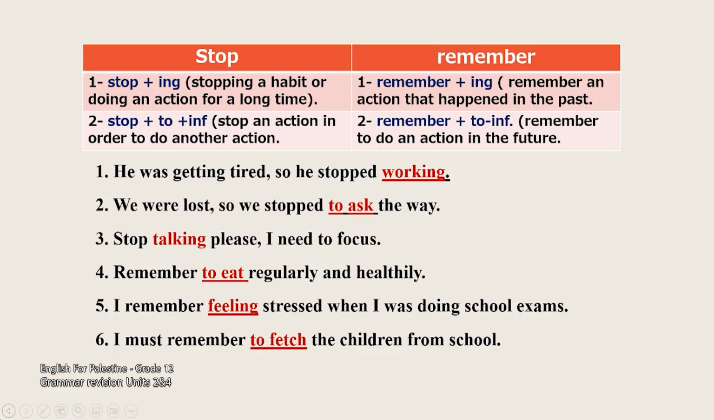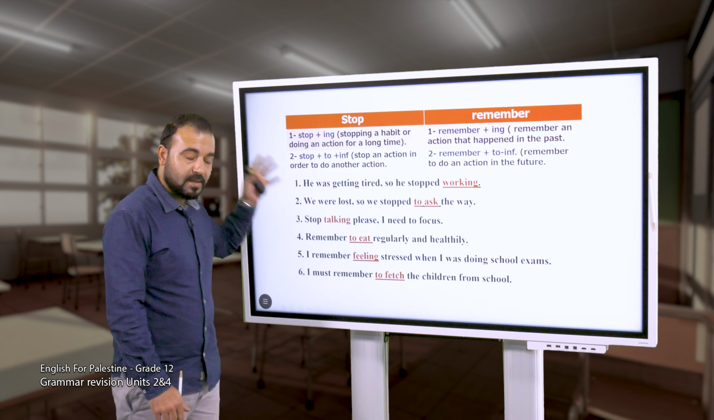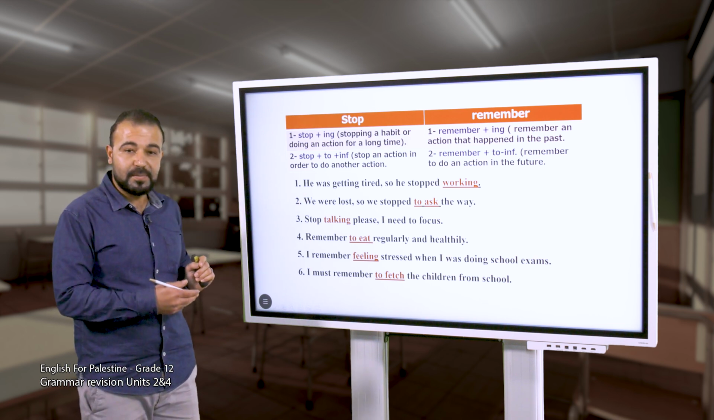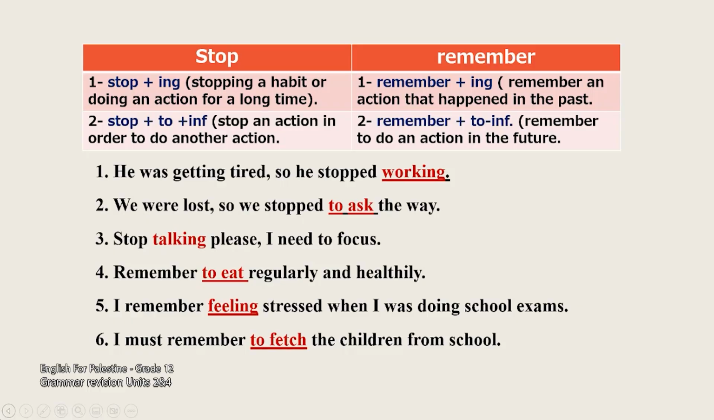Sentence number 5. I remember feeling stressed when I was doing school exams. Remember plus the verb with ing. I am talking about the past. Now, sentence number 6. I must remember to fetch the children from school, because here I am talking about the future, to bring them or to fetch them from school.